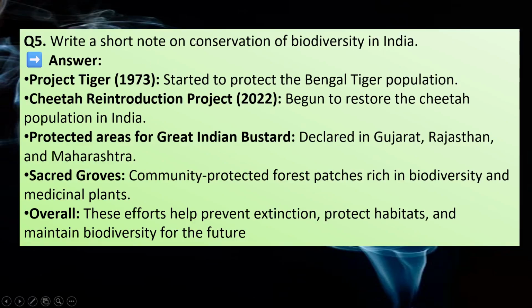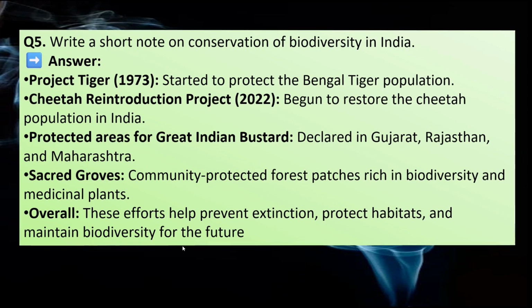Question number 5. Write a short note on conservation of biodiversity in India. Answer: Project Tiger, 1973, started to protect the Bengal tiger population. Cheetah Reintroduction Project, 2022, began to restore the cheetah population in India. Protected areas for the Great Indian Bustard were declared in Gujarat, Rajasthan, and Maharashtra. Sacred groves are community protected forest patches rich in biodiversity and medicinal plants. Overall, these efforts help prevent extinction, protect habitats, and maintain biodiversity for the future.